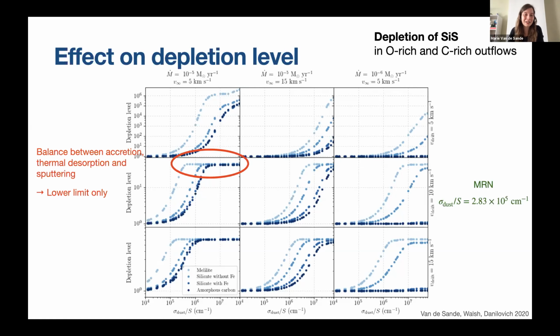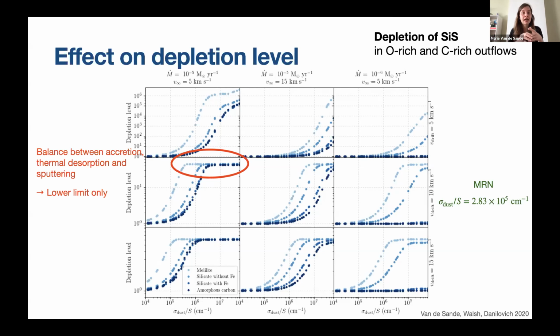But this is still of use because almost in all cases, this lower limit is larger than that of the canonical MRN distribution. So we can still compare. And it is possible to retrieve the depletion level from observations. It just requires quite a bit of effort because you need to know the physics of the outflow a bit.